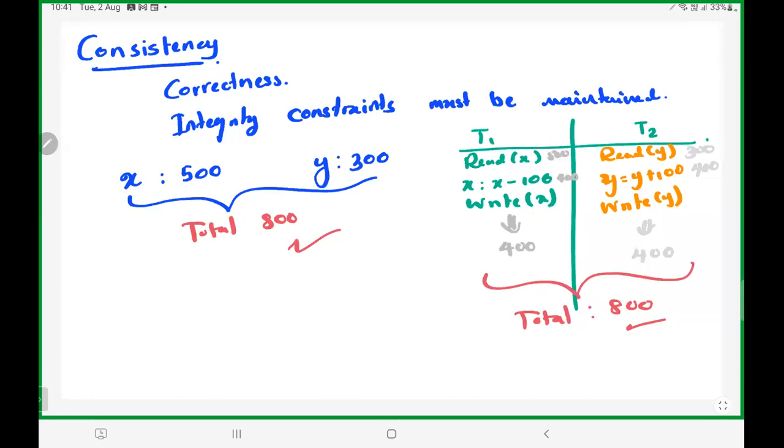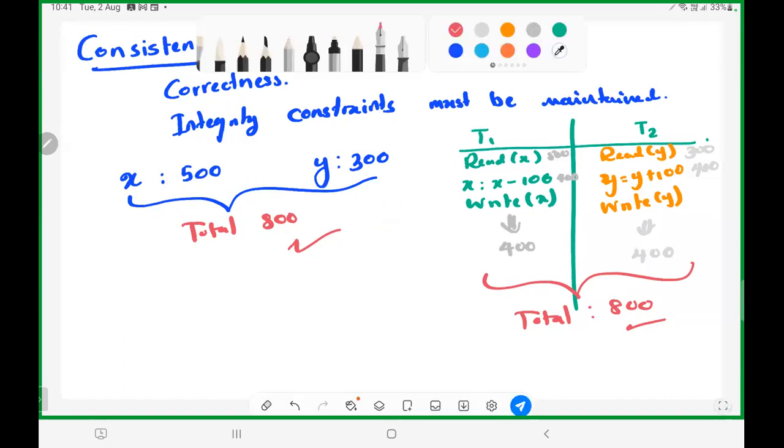So the amount before and after the transaction must be the same in consistency. Consistency means the amount before and after the transaction should be the same. That is consistency. Let's move to the next one.